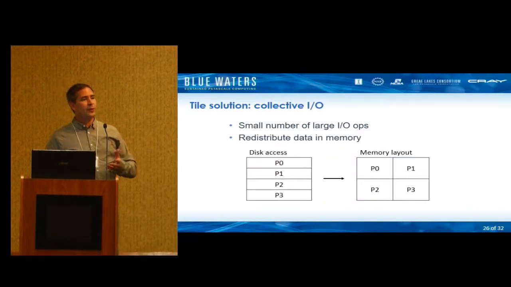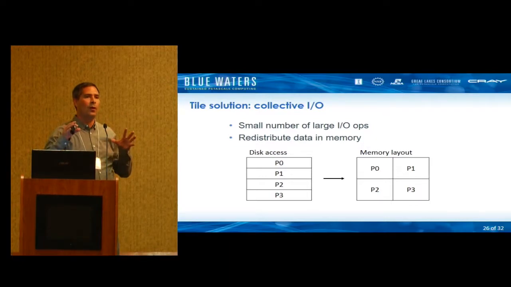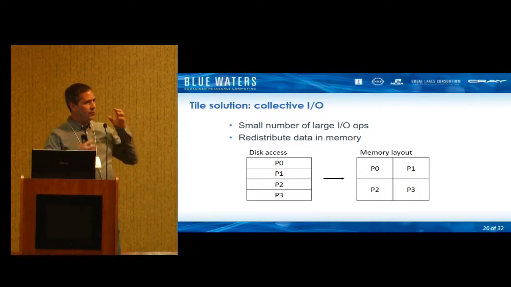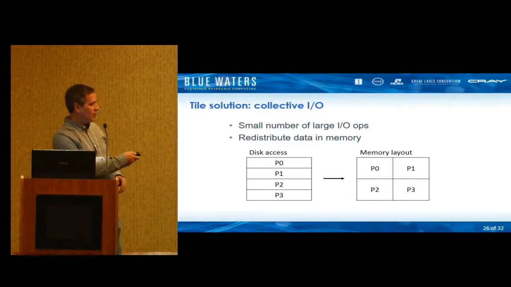So this is where we want to do collective I/O, where all the processes say what part of the file they want, and then some subset of processes accesses the disk and does big, long, contiguous reads. So here we see process 0 reads the top quarter of the file and then shares its data with process 1. Process 1 reads the second quarter of the file and shares part of its data with process 0, so it can get part of its tile.